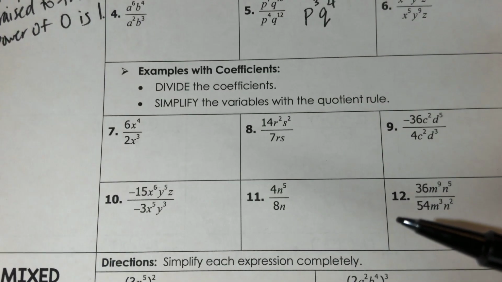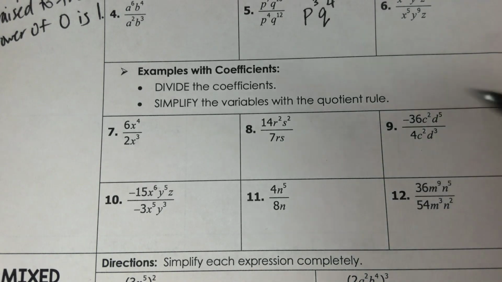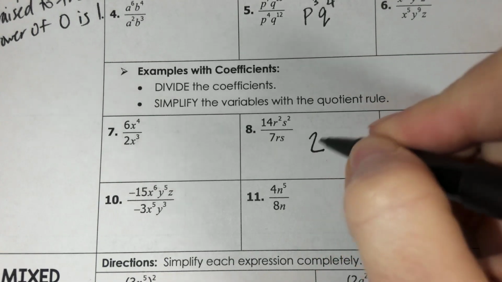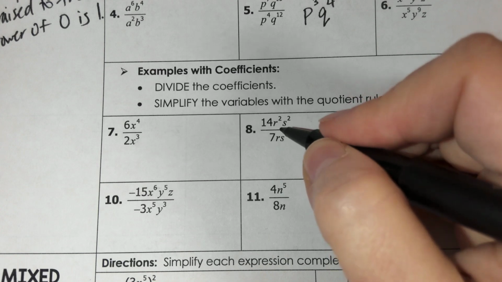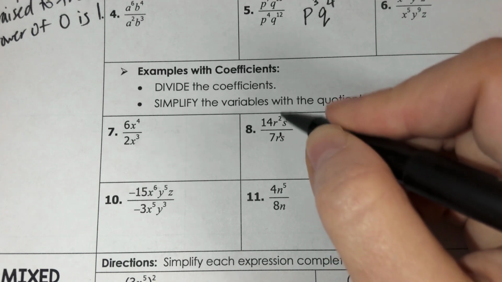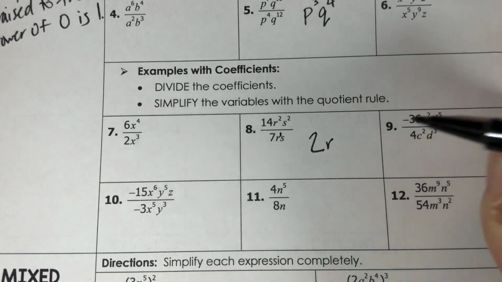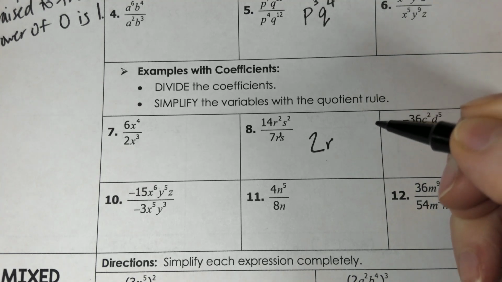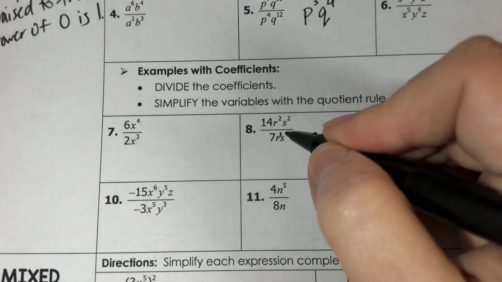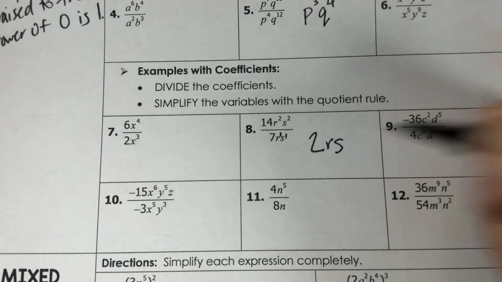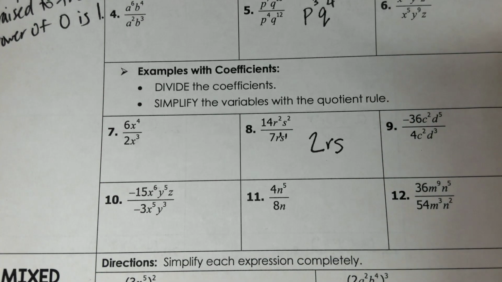So for example, on number 8, we would do 14 divided by 7, which is 2. R squared divided by r, remember that that is an understood 1 there, so it's going to be 2 minus 1, which just leaves us with r, or r to the first power, you could write it that way. And then 2 minus 1 again is s, so 2rs.